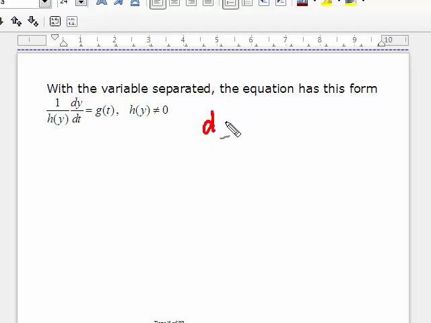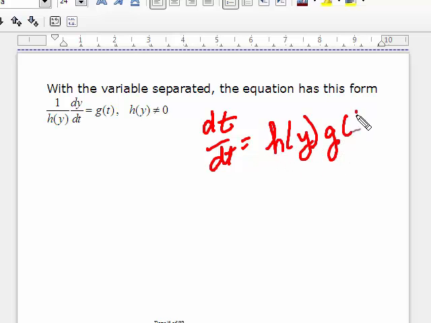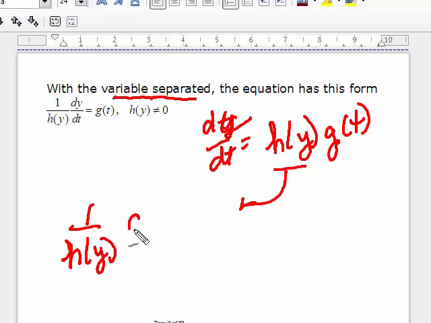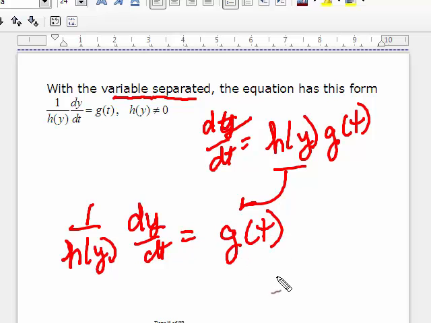So you start like this: dy by dt equals this function of y times another function of time. And then when you separate them, this is where we get the name separation of variables, you pull this function over to the other side. So you end up with 1 over h of y times dy by dt equals g of t left over on the right hand side. Be sure to specify h of y not equal to 0.